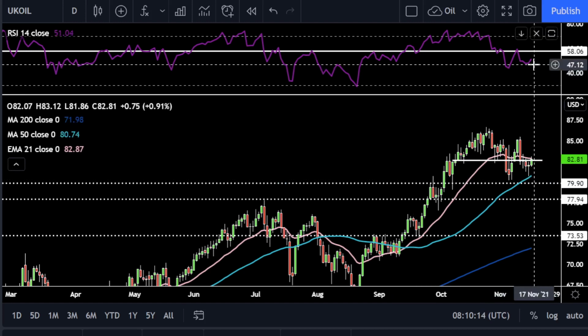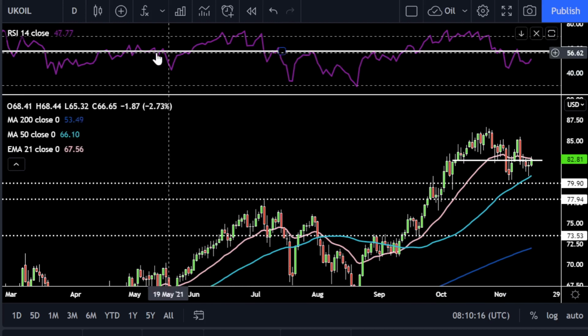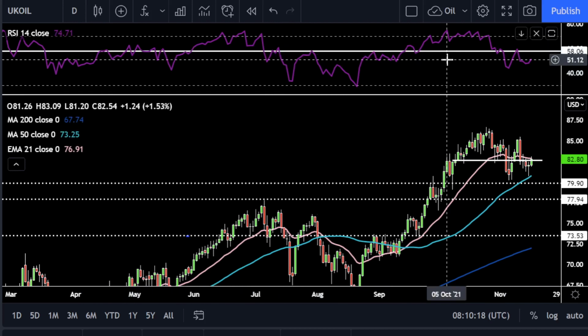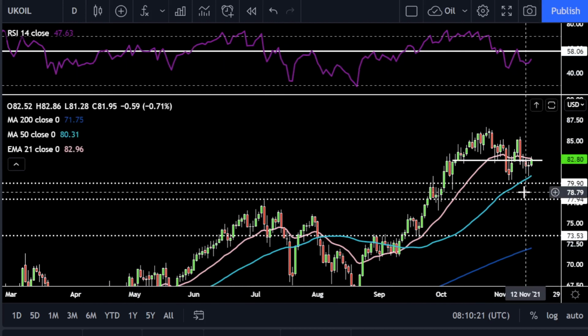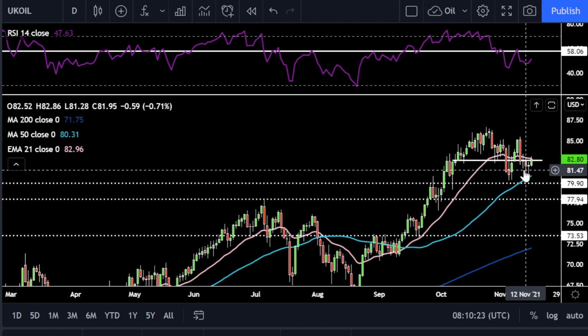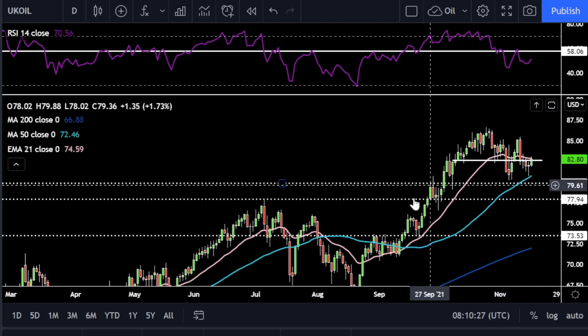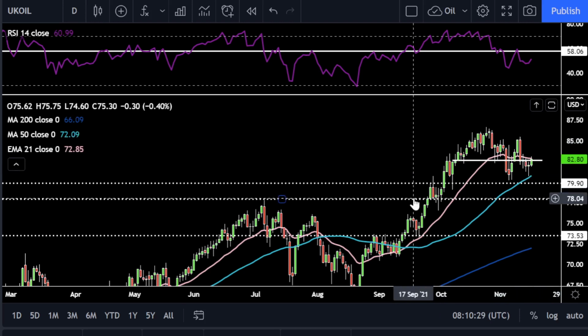RSI is below that 58 level, which has acted as resistance in some previous price rallies. If we can break through that and confirm it with price on decent volume, then 85 looks quite prominent for oil.